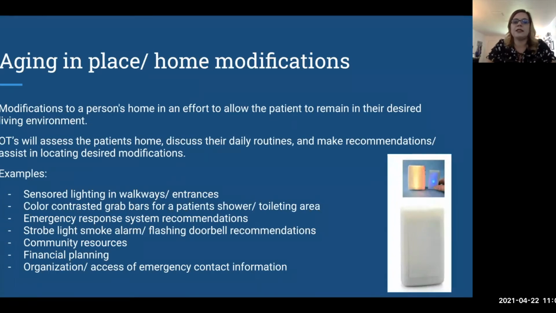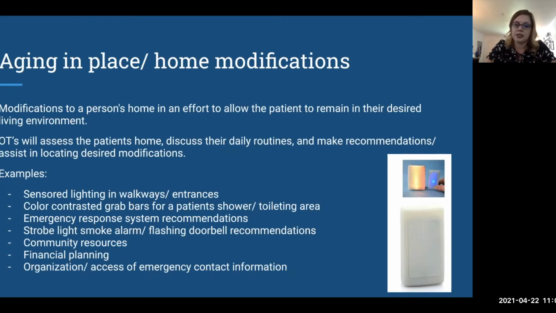The first concept is aging in place and home modifications. OTs offer assessment of a patient's home environment and then modification of it in order to facilitate their desire to remain in place. Once information is gathered on the patient's daily routines or their habits, we can assist in locating modifications that will aid or increase their safety and independence.